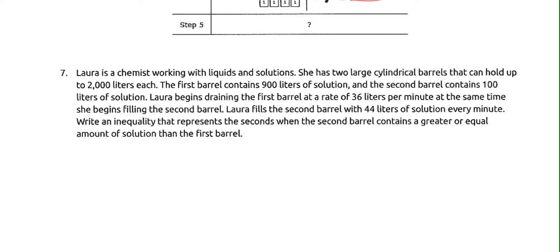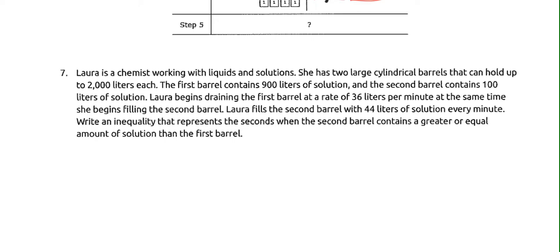Laura is a chemist working with liquids and solutions. She has 2 large cylinder barrels that can hold up to 2,000 liters each. The first barrel contains 900 liters of solution, and the second barrel contains 100 liters of solution. Laura begins draining the first barrel at a rate of 36 liters per minute.